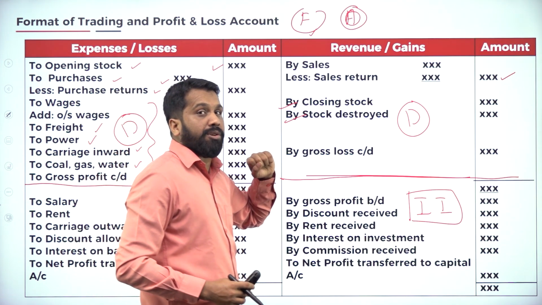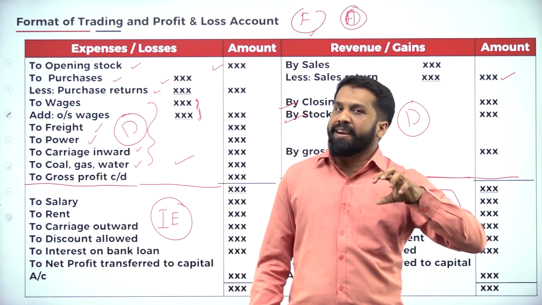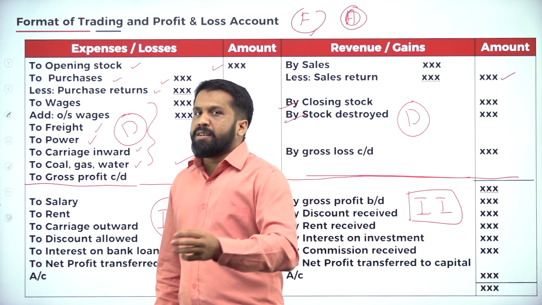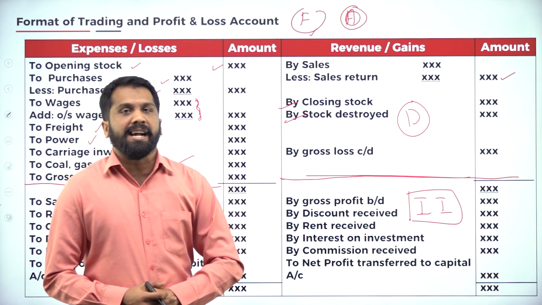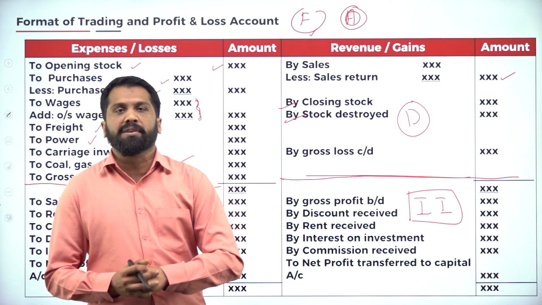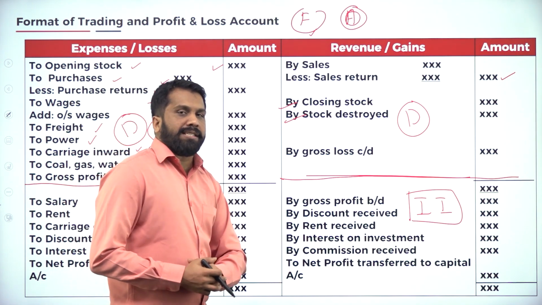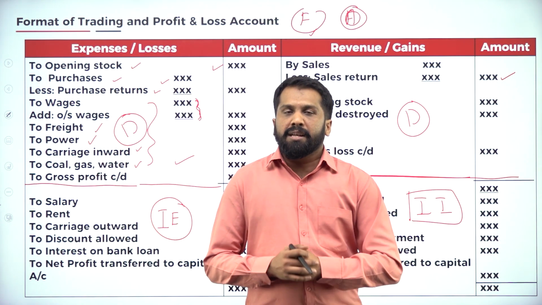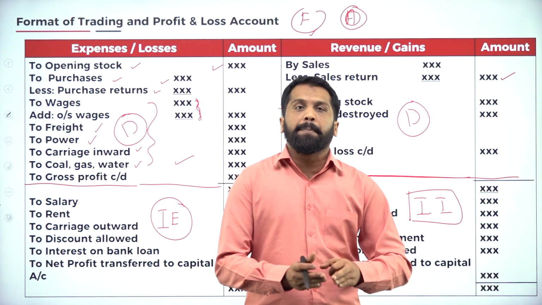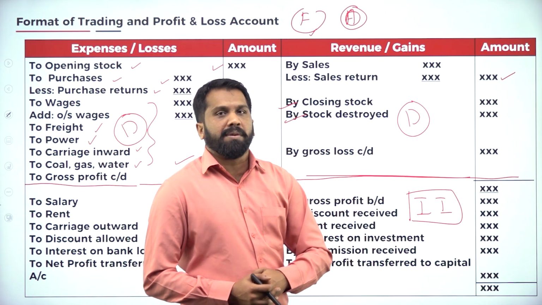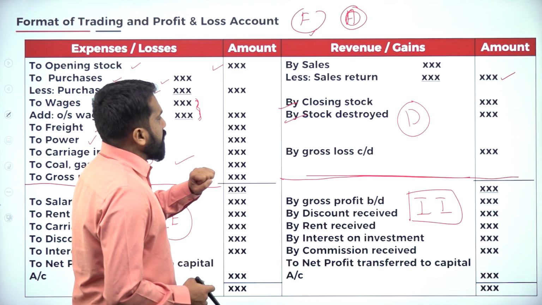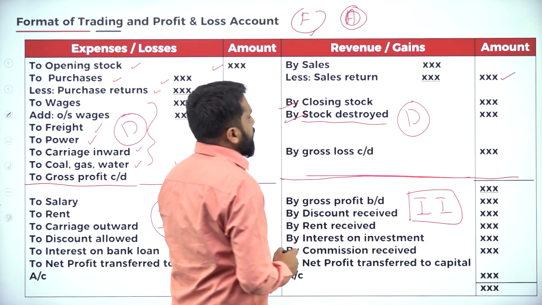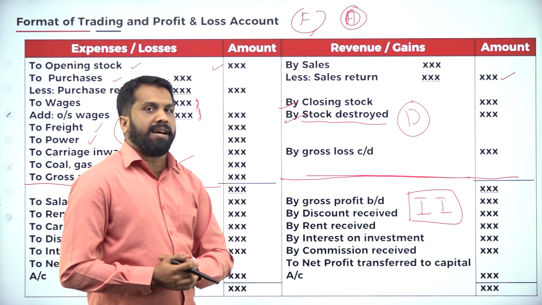What is stock destroyed? Maybe a fire occurred or something happened, pilferage, theft, something happened. We call it an abnormal loss. Why do we call it an abnormal loss? Because it is not expected, but it happened. So, we have to write stock destroyed. So, this is all about your trading account.